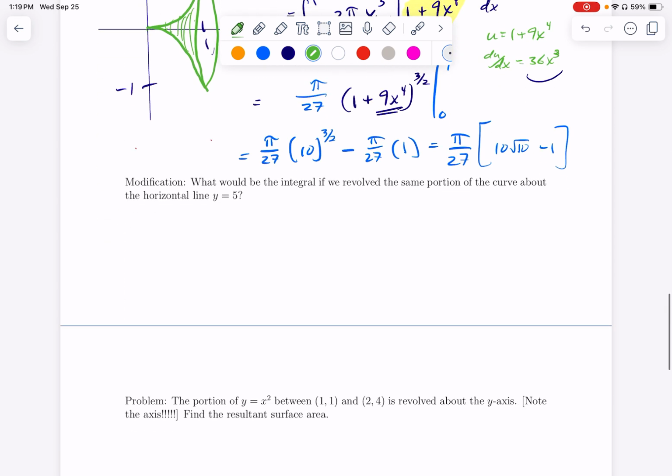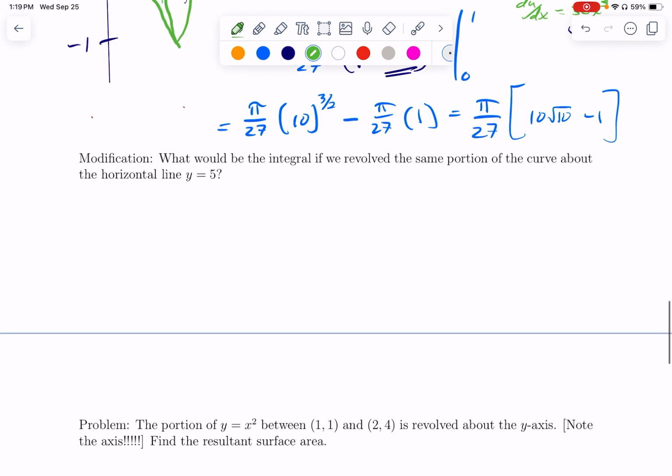Now, just a little modification. What do you think the integral would be if we revolved the same portion of the curve about the horizontal line y equals 5? So here I'm going to draw a picture. There's my horizontal line, y equals 5. And here is my same portion of the curve.